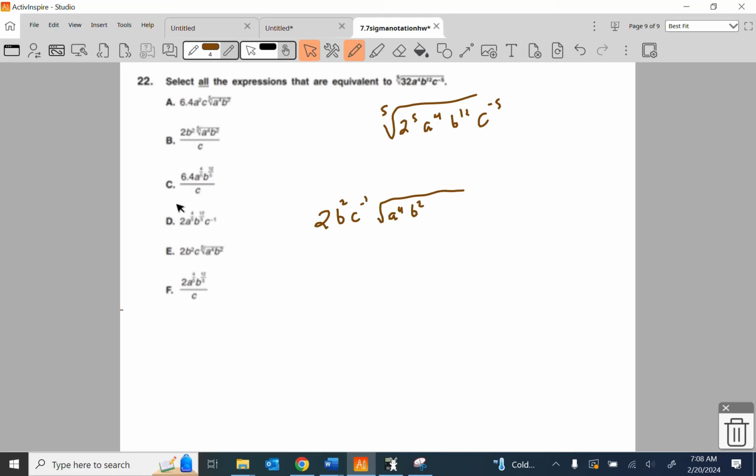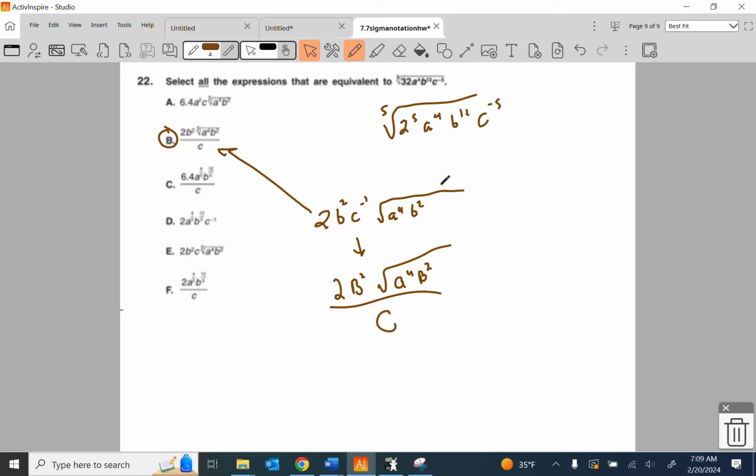Now, what do we have here? We have this one because of that negative exponent. And there's other ones here too.